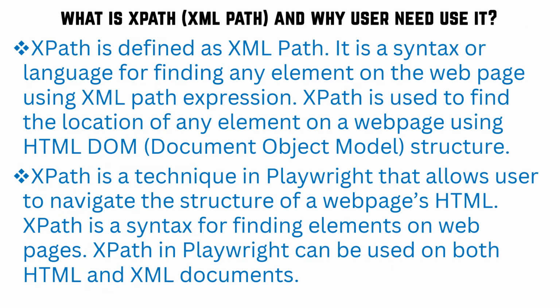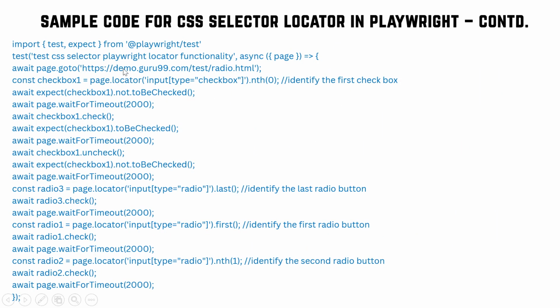So there is one more example also given on how to deal with the right CSS selector. Whenever you are dealing with a checkbox, you can use the proper strategy, like input type equal to checkbox. In case there are multiple checkboxes, you can use nth. We already discussed, right? nth 0, 1, 2, 3 like that.